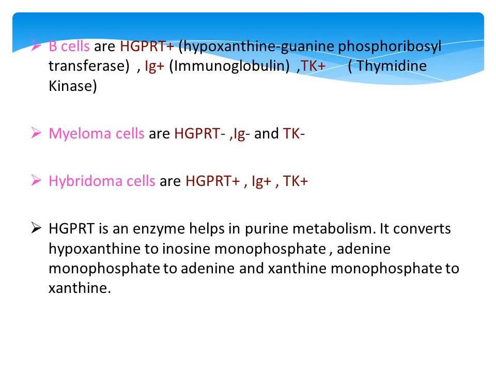B cells are HGPRT positive, Ig positive, and TK positive. Myeloma cells are HGPRT negative, Ig negative, and TK negative. Hence, hybridoma cells, which are a fusion, will be HGPRT positive, Ig positive, and TK positive. HGPRT is an enzyme which helps in purine metabolism. It converts hypoxanthine to inosine monophosphate, adenine to adenosine monophosphate, and xanthine to xanthine monophosphate.